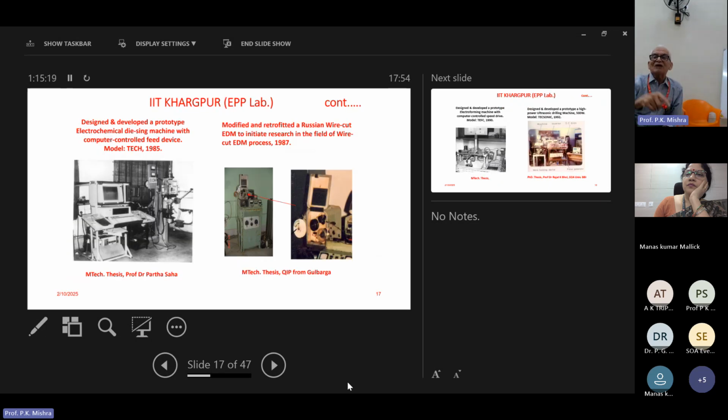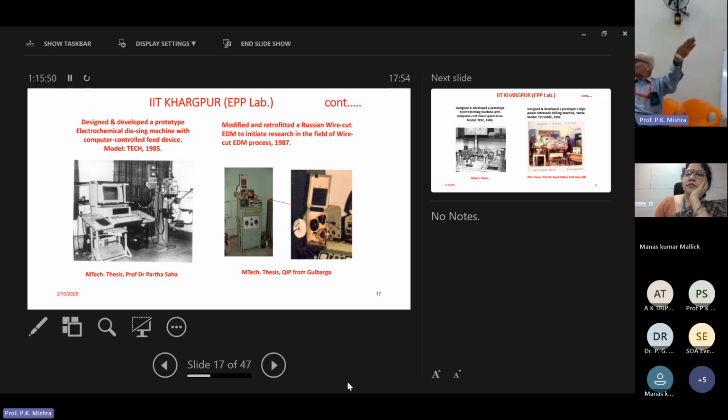Then we had the first ECM work. Here we completed PhD, masters, and all these things. It is a machine which cuts at a higher feed rate. We connected a computer which gives the feed control, because when the tool is very near, there is a spark, and this computer can detect the spark and control it.